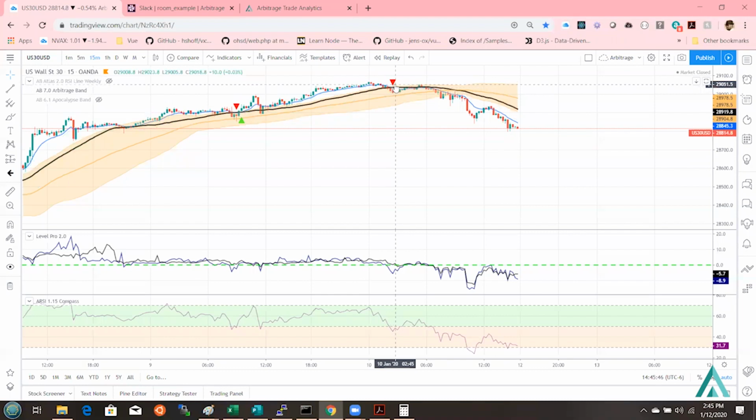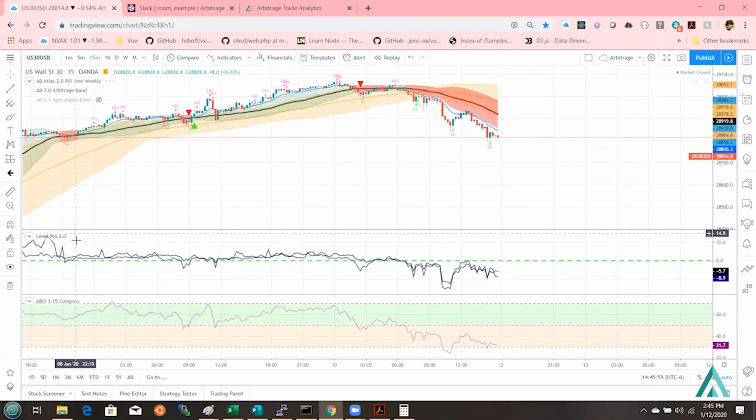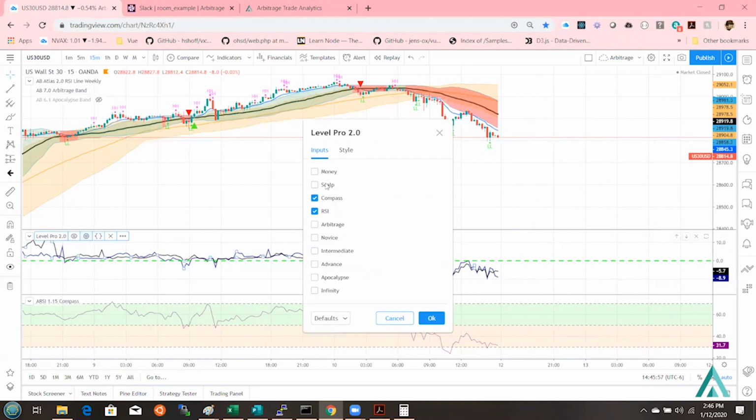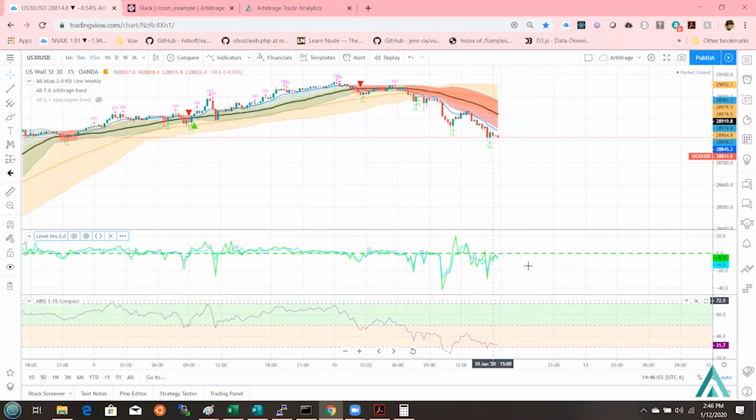So it's the 12th, and it's been selling off. From where it's sitting, I would expect a bounce, but I'm going to turn on my level pro indicator and zoom it all the way in to see what is going on.